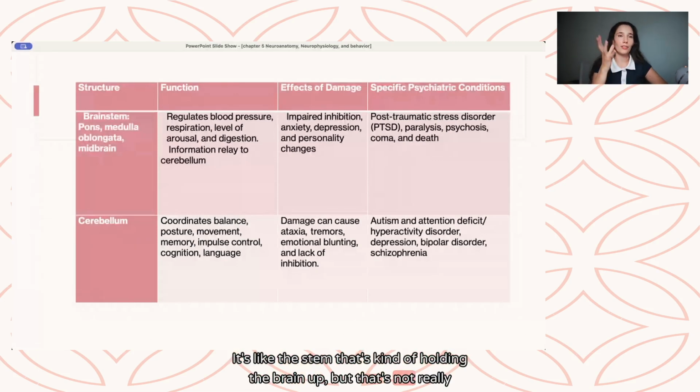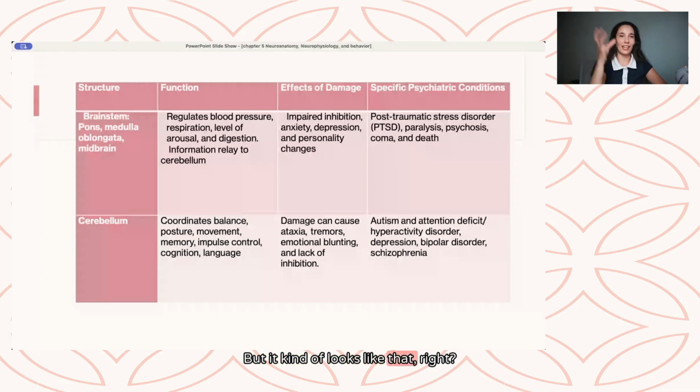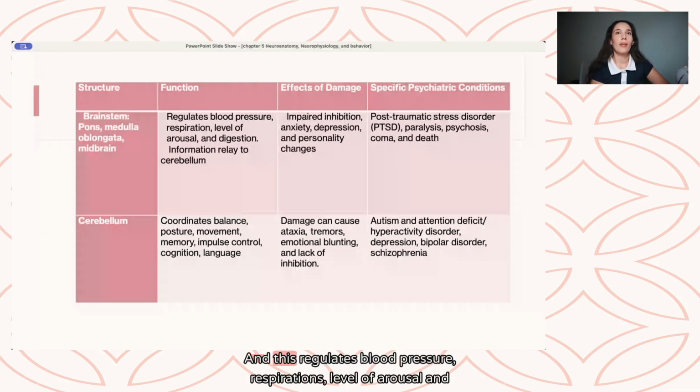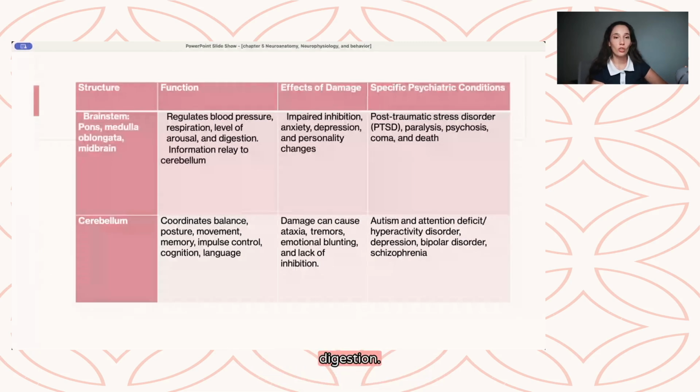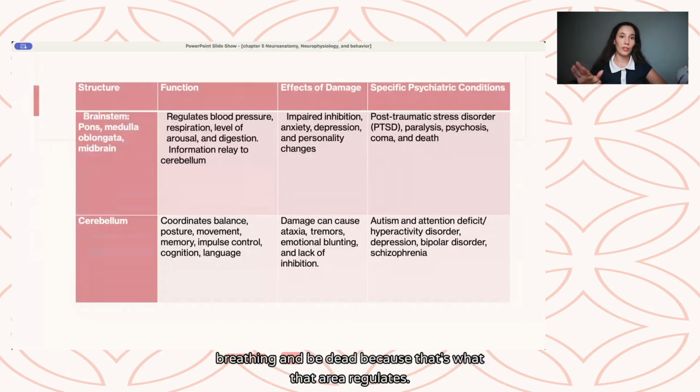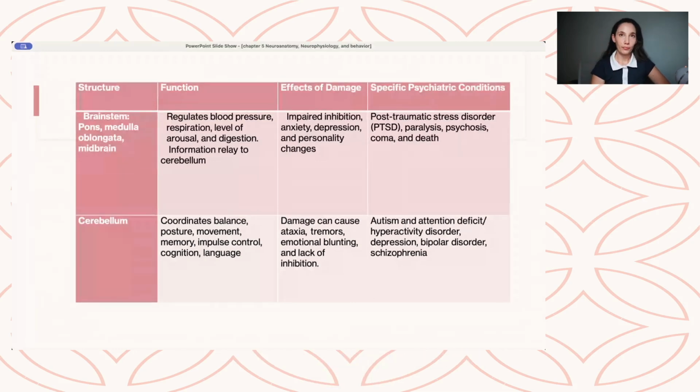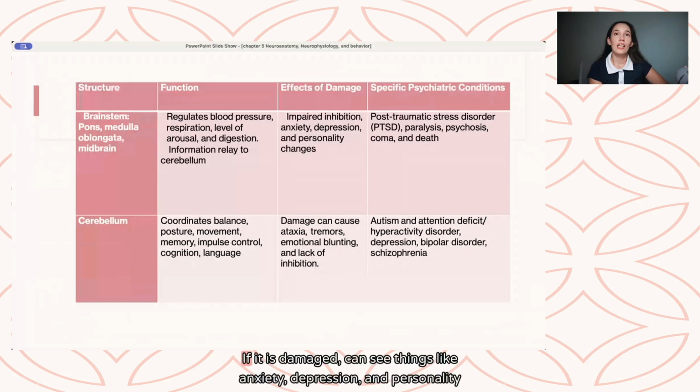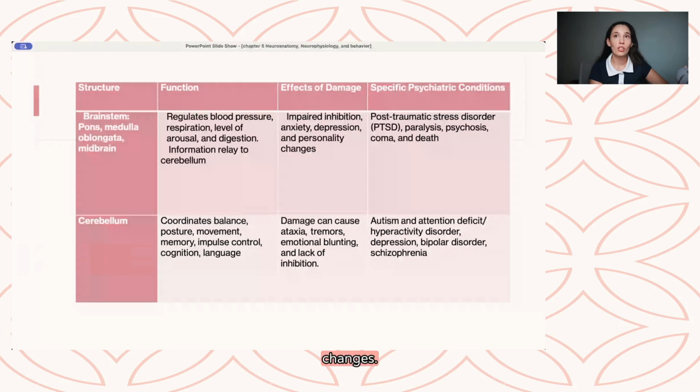This regulates blood pressure, respirations, level of arousal, and digestion. That's why when some people get an injury to the neck, high up, they're injuring their brain stem, they can just stop breathing and be dead, because that's what that area regulates. If it is damaged, we can see things like anxiety, depression, and personality changes. Specific conditions play a role in PTSD, paralysis, psychosis, coma, and death.